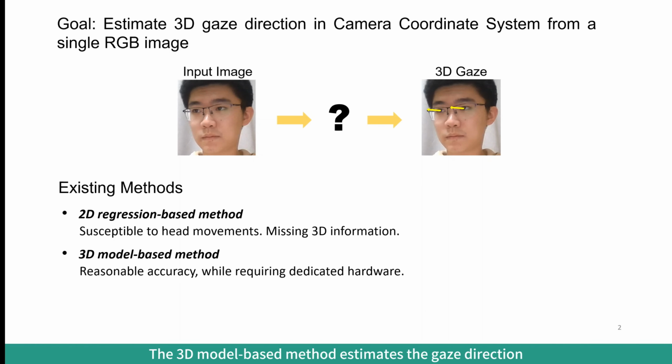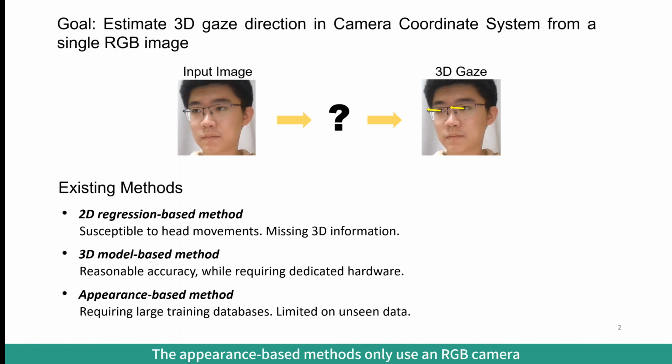The 3D model-based method estimates the gaze direction based on a geometric model, which can achieve a reasonable accuracy, but they usually require dedicated hardware, hence limiting the application scenarios. The appearance-based methods only use an RGB camera, and usually apply deep models to derive the gaze, so that they require large databases to train the model, and can be greatly limited on unseen data.